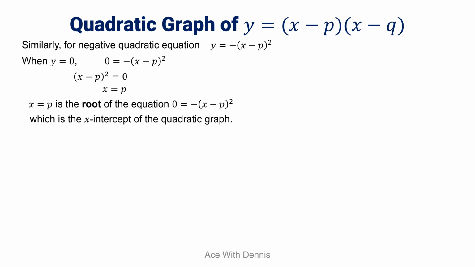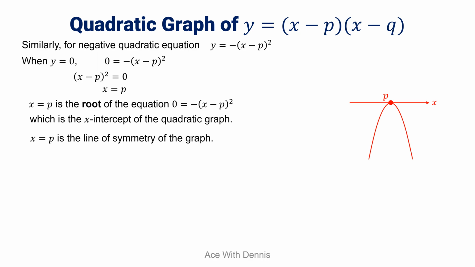So to sketch the graph, we start with the x-axis, and this graph is a sad face because the coefficient of the x squared is a negative number, so it will be bending downwards. This point is point p, which is the x-intercept of the graph. So x equals p is the line of symmetry of the graph. So this dotted line will be the line of symmetry with the equation x equals p.